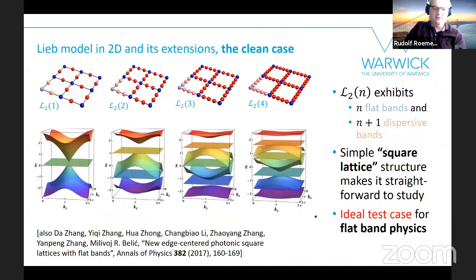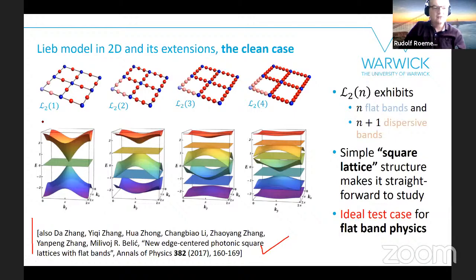So let's study those. And of course, when we started doing this in 2018, we thought we were the first to do it, but very quickly learned that that's not the case. Namely, some other people had already looked at clean extended Lieb lattices in 2D. And I've given the citation down here, as you can see.